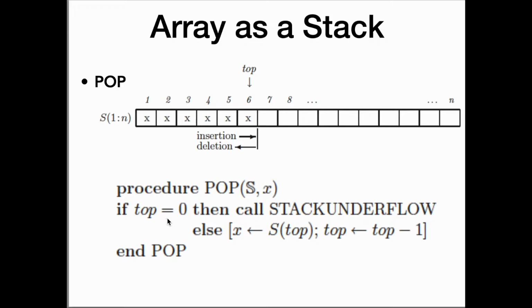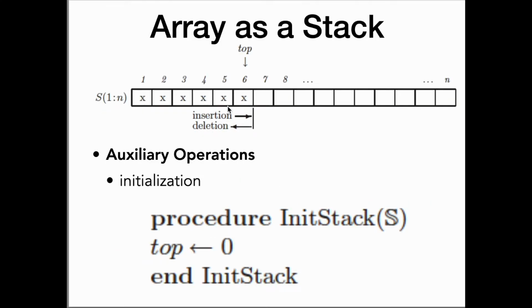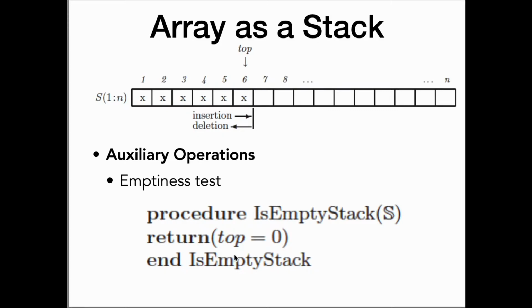For pop, we need to check if our array is empty. If the stack is empty, it's called stack underflow. And when the stack is not empty, we can get the topmost element and then decrement our top pointer. For the initialization, we can initialize a stack by just specifying that our top pointer is equal to 0. That is the same as the condition we check when testing if a stack is empty.